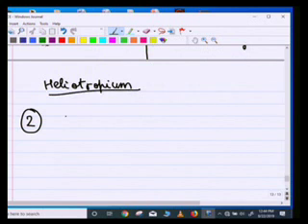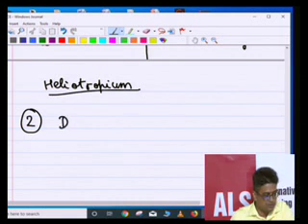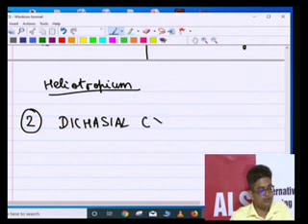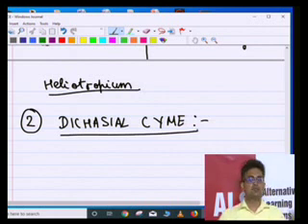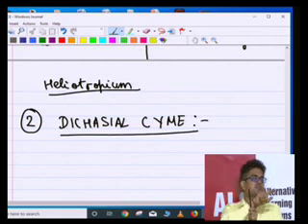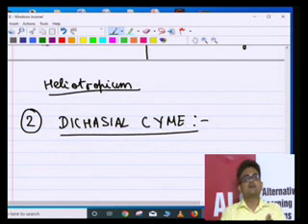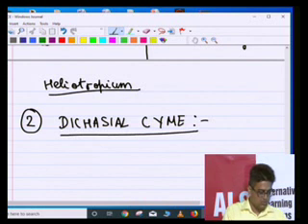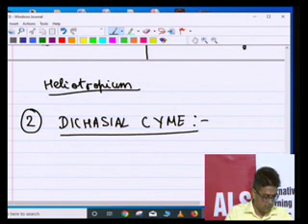Dichasial. Now monochasial cyme has been finished. Now we are going to cover dichasial cyme. Dichasial cyme means now there are going to be two branches. Monochasial cyme was a single branch, no branching there. Now there will be two branches here. This will be the oldest flower, one branch here, one branch here. Each branch will have its own separate cymose pattern. Okay, so let me show this to you.